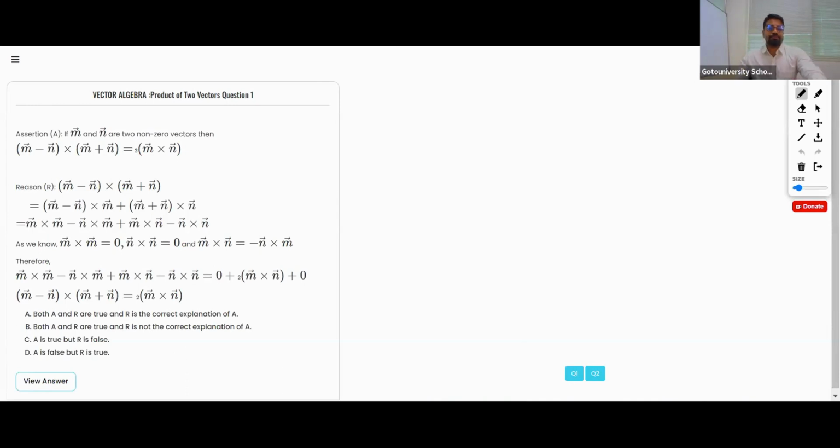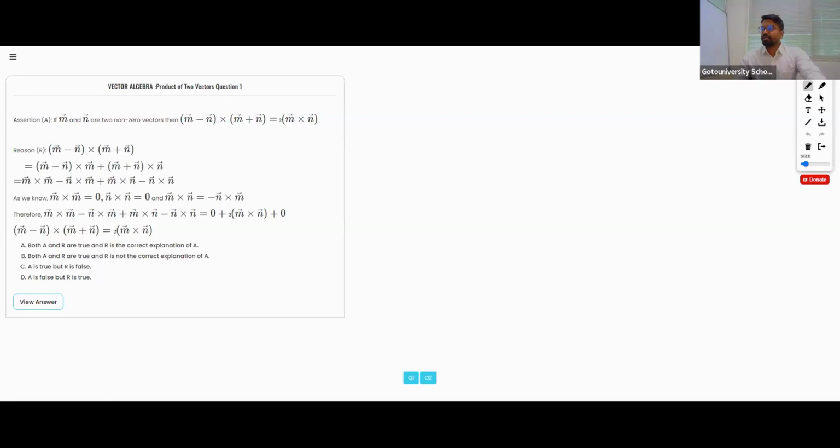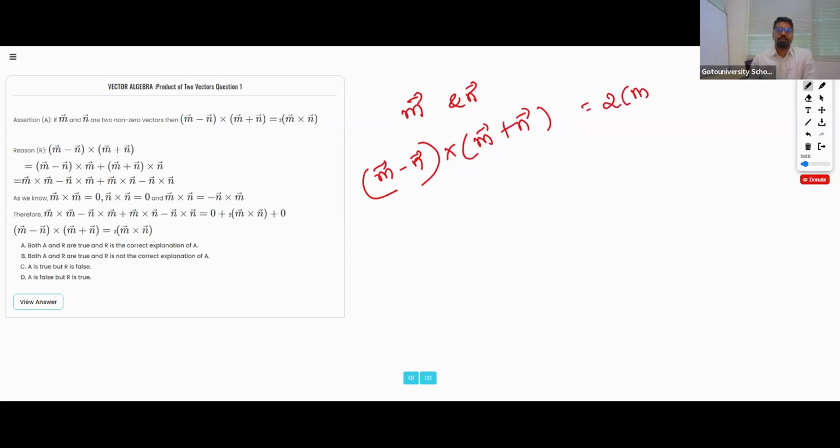Here is a question. If vector m and vector n are two non-zero vectors, then (m minus n) cross (m plus n) is equal to 2 times m cross n. This is what it's saying.